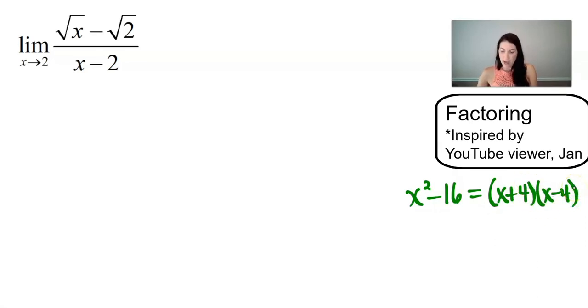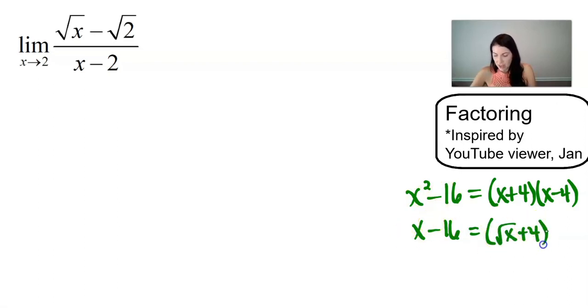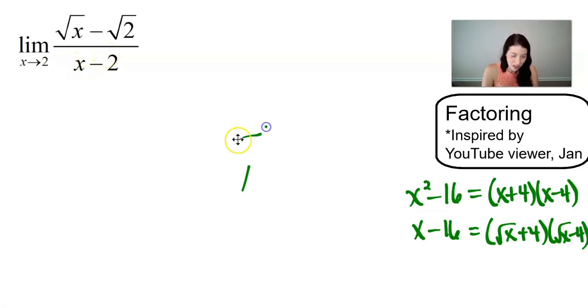So what if now I had, for example, x minus 16? Well, I would have to take the square root of each of these terms, so this time it would be square root of x plus 4 and square root of x minus 4. So if I took that idea of factoring a difference of squares to factor this denominator, x minus 2, let's take a look at what we would have.